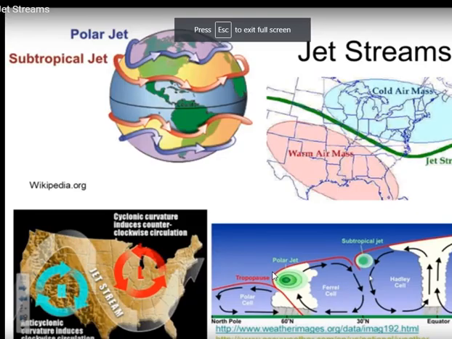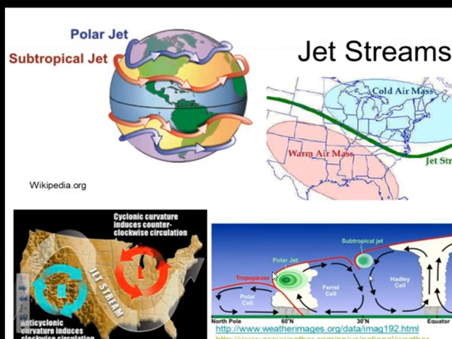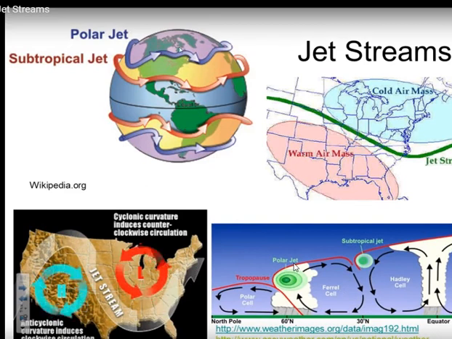Jet streams are strong currents of wind located at about the tropopause. Think about them as like a river of wind at the tropopause. Again, remember, the tropopause is the boundary between the troposphere and the stratosphere. So a strong river of wind at that level. You can see in the pictures here, there are 4 of them: 2 in the northern hemisphere and 2 in the southern hemisphere.